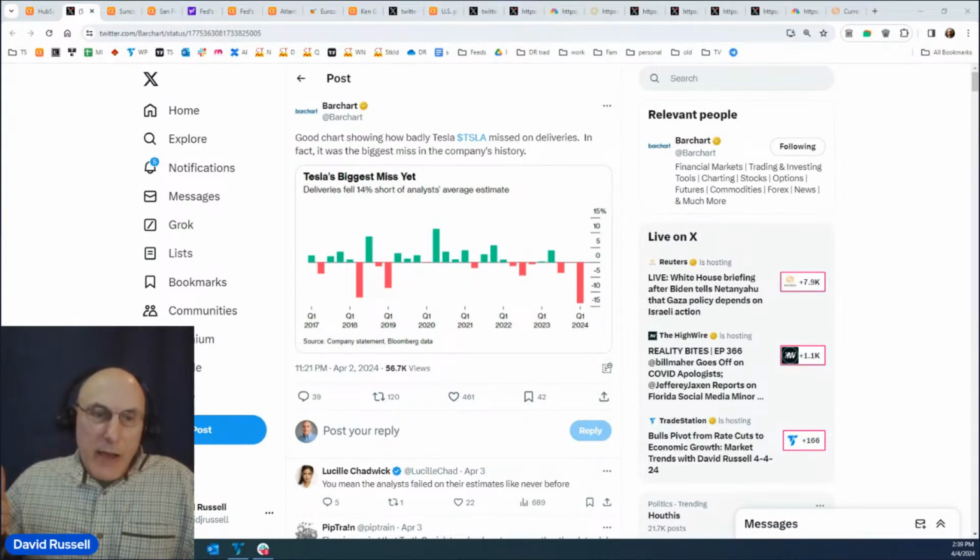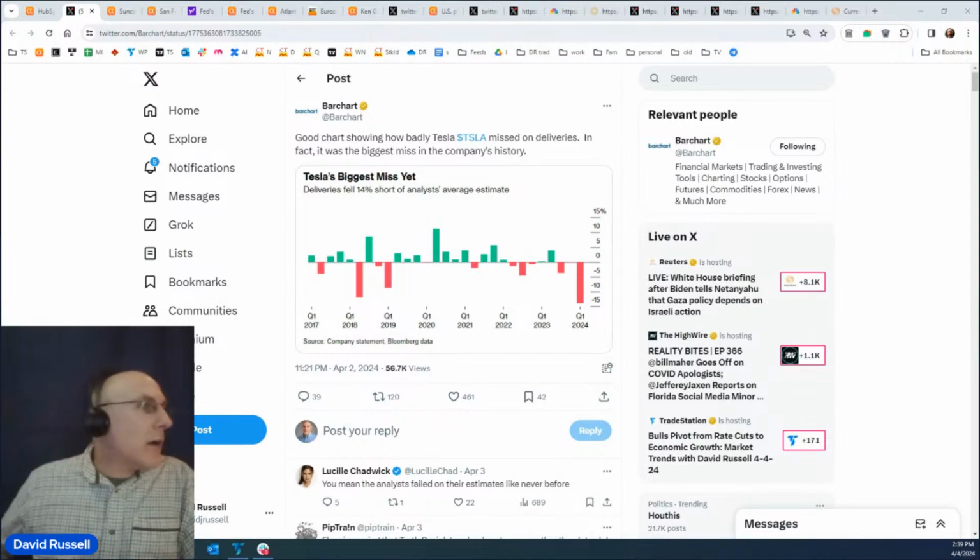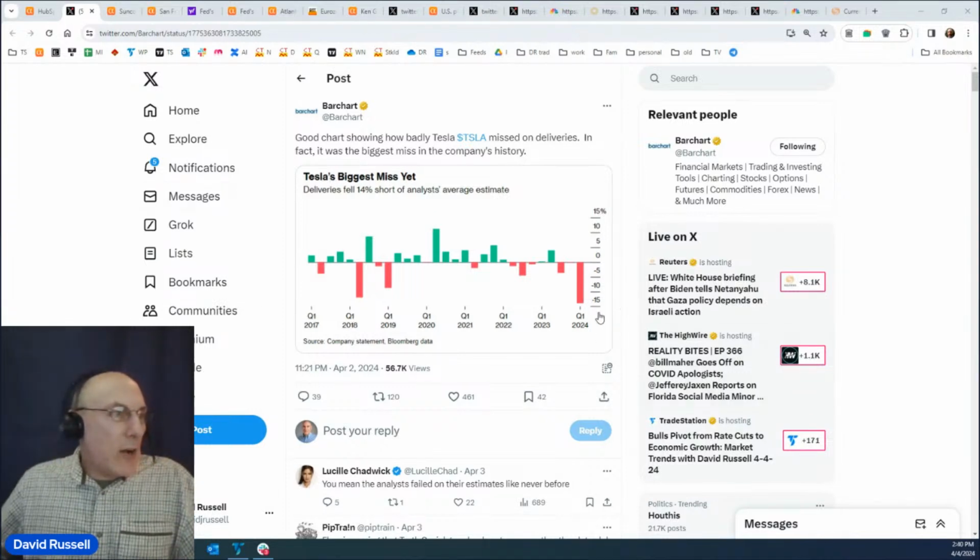And so Tesla right now is in a spot where they have significant margin problems and significant volume problems. And I think that's important to realize. And volumes and margins very often move together. They don't always, but when companies have weakening volumes, margins very often go south as well. So this just shows the biggest miss yet on deliveries for Tesla.